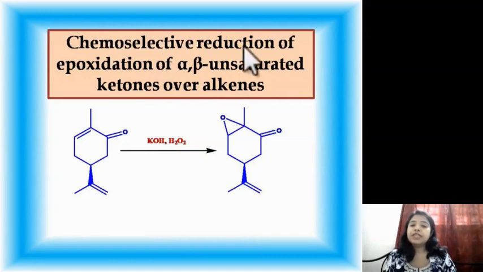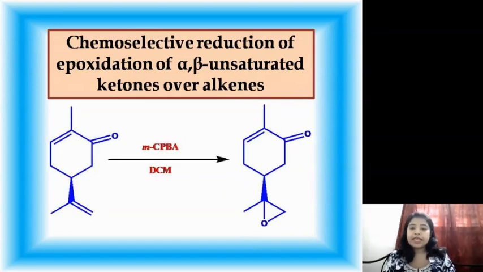Here there is a chemoselective epoxidation of alpha-beta unsaturated ketones over alkenes. Now look at this reaction. This is an alpha-beta unsaturated ketone, and this is the chemoselective epoxidation of the alpha-beta unsaturated ketone over the alkene. Here the alpha-beta unsaturated ketone is getting epoxidated, but the other double bond is remaining intact. So there are two functional groups, and the reagent chooses the double bond of the alpha-beta unsaturated ketone for epoxidation.